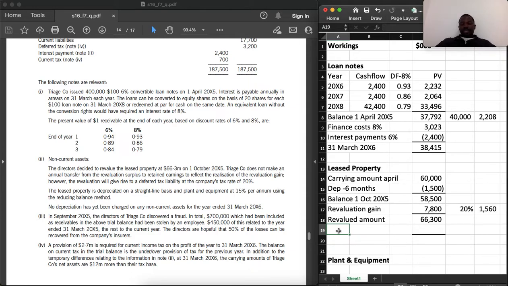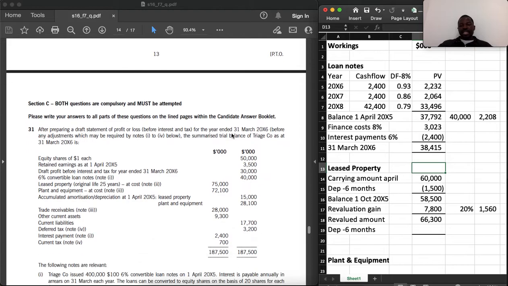Now let's depreciate again for the next 6 months. So before we depreciate for the next 6 months, we have to ask ourselves many questions. At the beginning of the year, we are told here that the leased property has got original life of 25 years. When it was bought for 75,000, it was leased for 75,000, but it has accumulated 15,000. So how many years have passed? So we'll simply say 75,000 divided by 25, we get the depreciation for the year is 3,000.